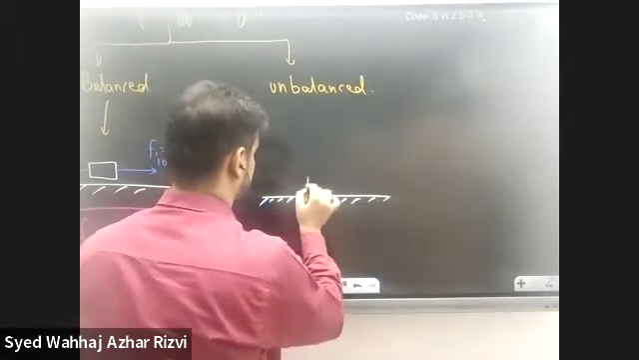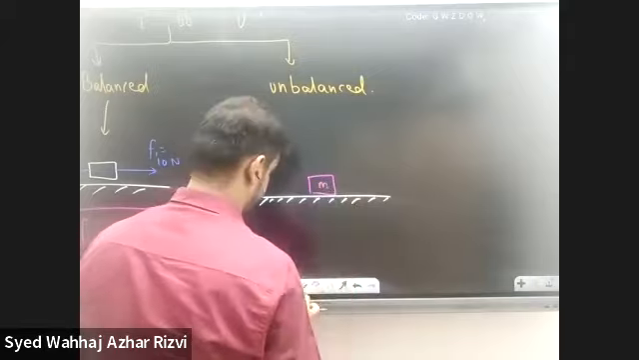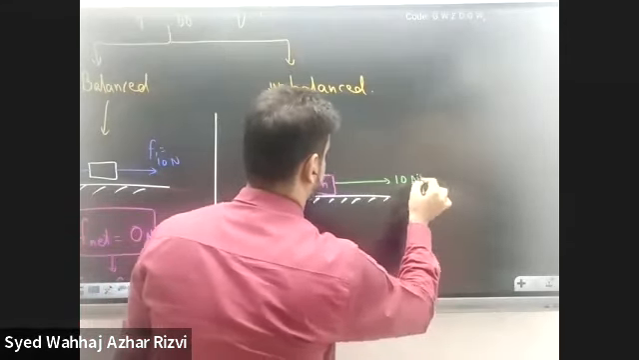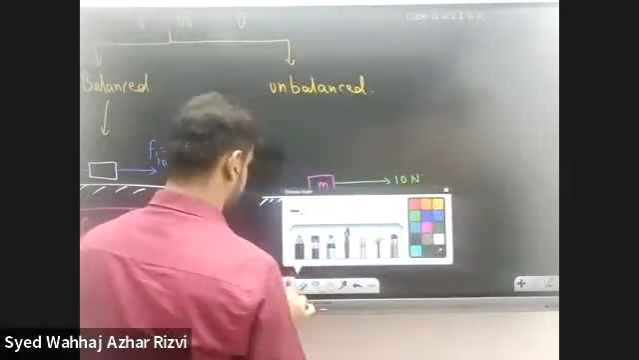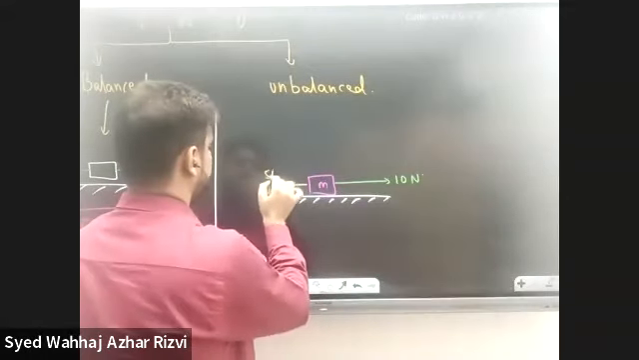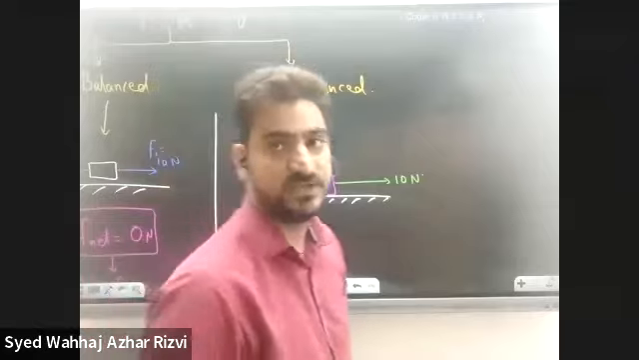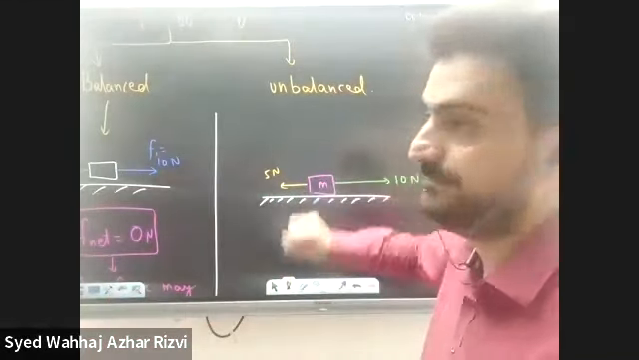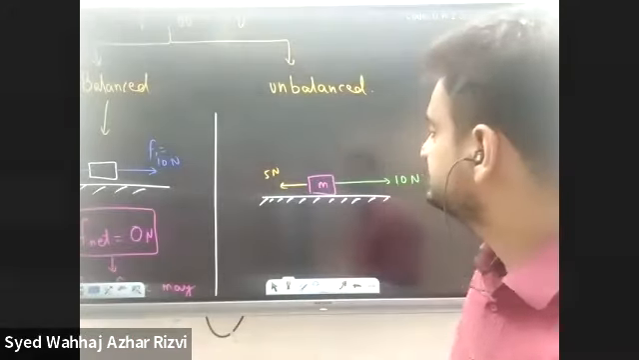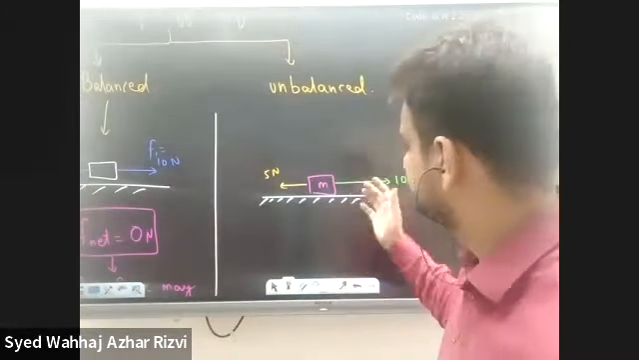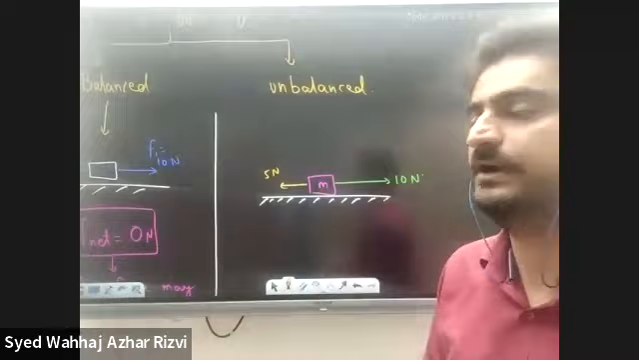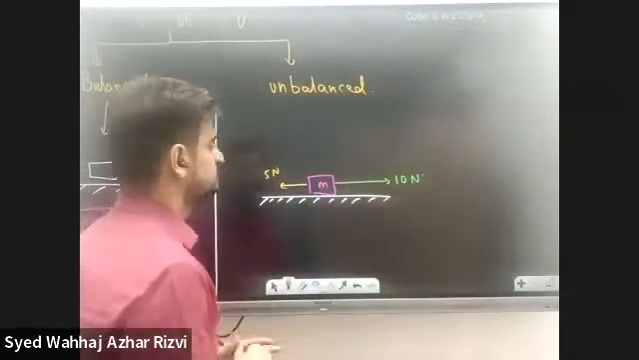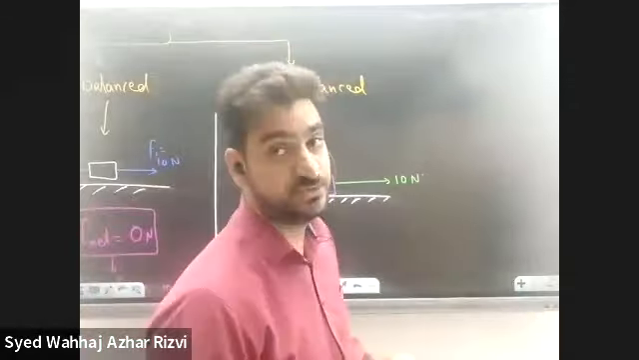We keep a block of mass M this side. We are applying 10 Newton force towards the right. And again, we are applying 5 Newton force towards the left. So these are the two forces which are being experienced by the mass M. How many forces are acting on this one? Let's assume that there's no gravity in this situation. We are actually operating in a space station or somewhere where there is no gravity.